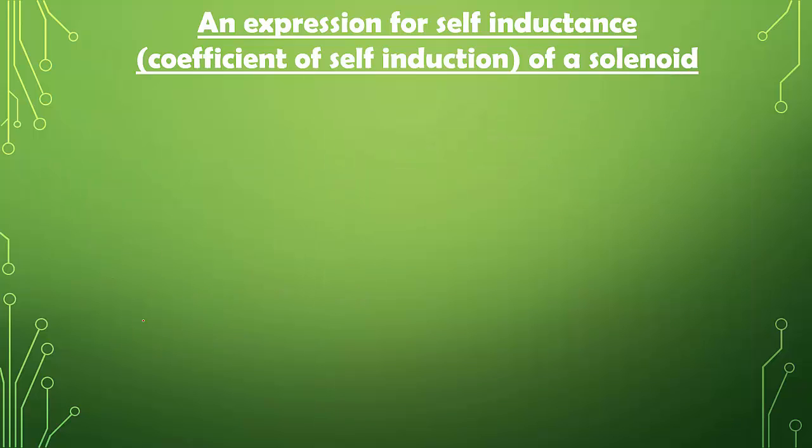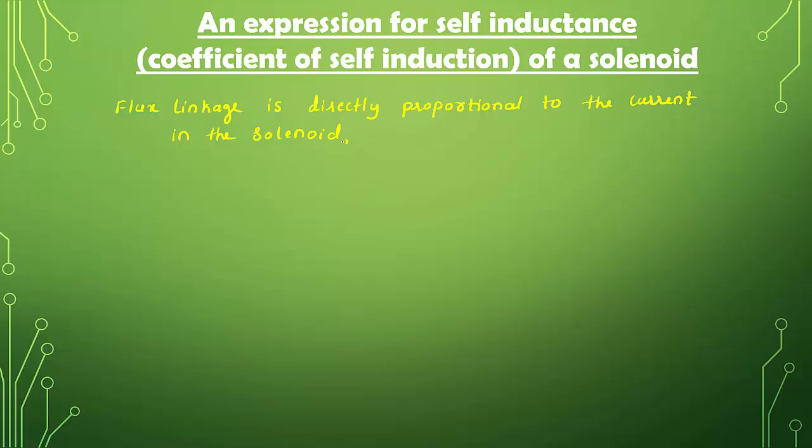So we know that the flux linkage is directly proportional to the current in the solenoid. Observe here, I am going to write. So it shows that flux linkage is directly proportional to current in the solenoid. What is a flux linkage? Flux linkage is given by N phi, the product of number of turns and the magnetic flux linked. So this is directly proportional to current.